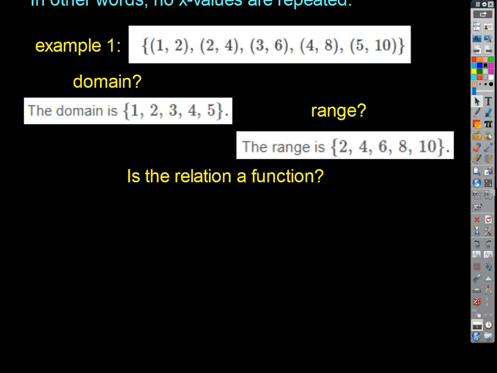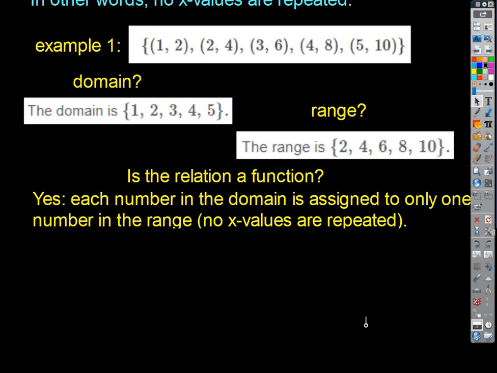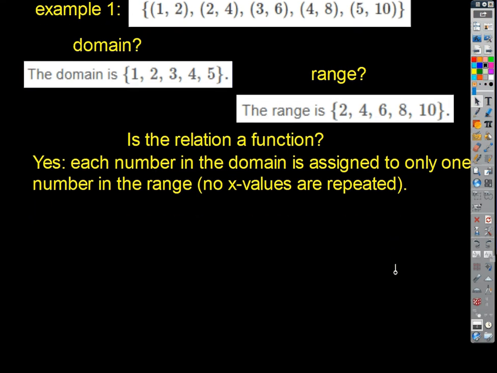Because it has to meet the criteria that for every x value, there's exactly one y value. For every input, there's only one output. Yeah. It works, doesn't it? No matter what x, if I put in an x value of 4, the output is 8. There's only one output, right? Okay. So it works. No x values are repeated. Every number in the domain is assigned to only one value in the range. Okay?